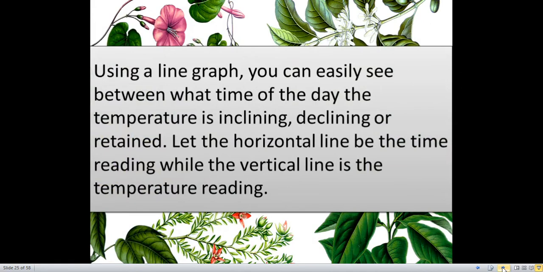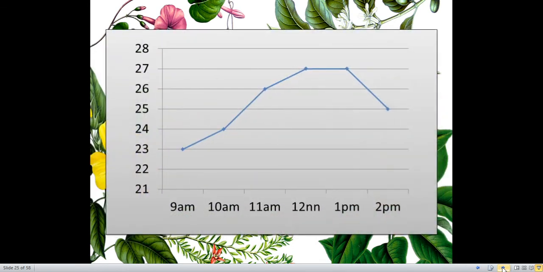Okay, because using a line graph, just like the other graph, we can easily see between what time of the day the temperature is inclining, declining, or retaining. So again, let the horizontal line be the time reading, while the vertical line is the temperature reading. So here is our line graph. And we're going to answer again 5 questions based on that line graph.